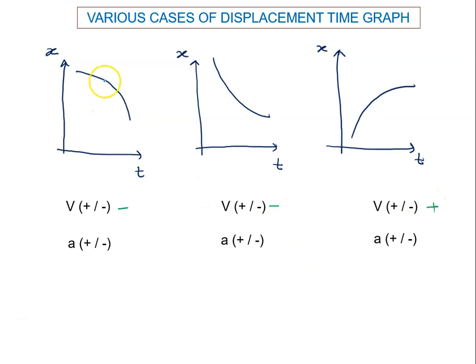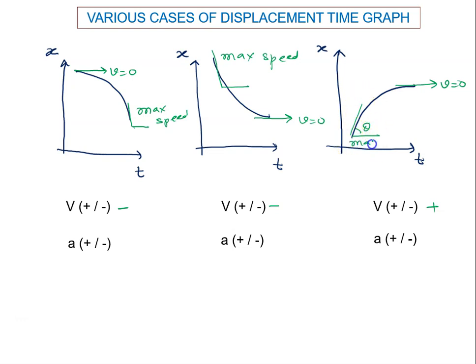Now first of all we will draw the zero velocity points. Here the slope is 0, so velocity is 0. Here the slope is parallel to the x-axis, so velocity is 0. Now we will put the maximum speed points. Here the slope is maximum, so we will say speed is maximum. At this point this is the slope, this is theta, and this is the maximum speed.